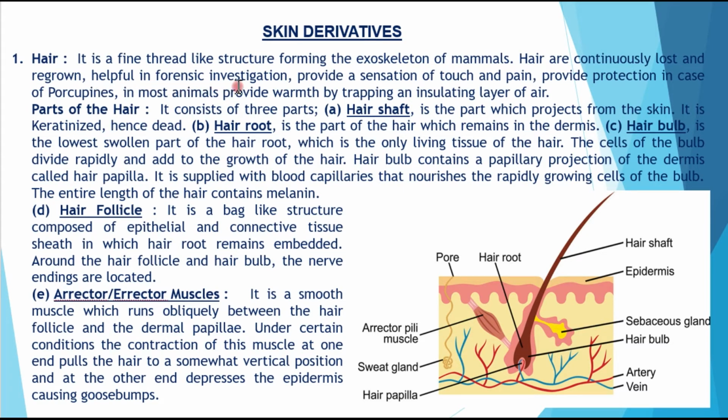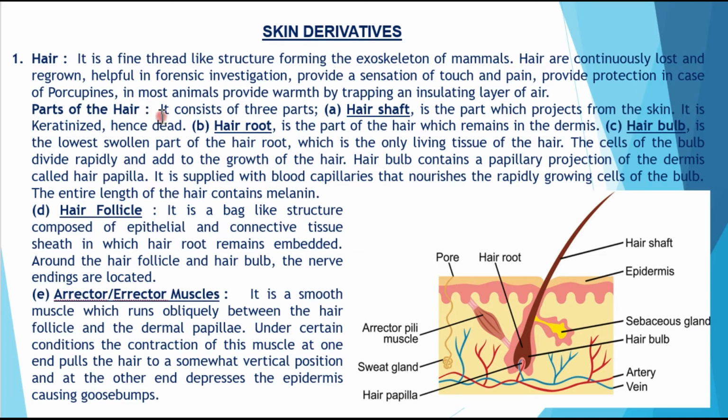It's helpful in forensic investigations, provides a sensation of touch and pain, and provides protection in the case of porcupines. In most animals it also provides warmth by trapping heat as an insulating layer of air. So these are the functions of hair.